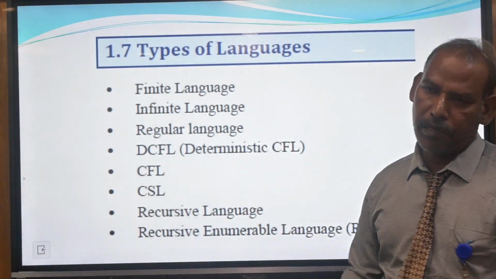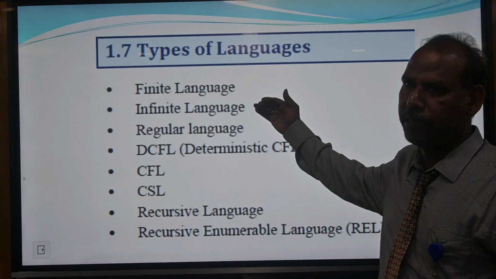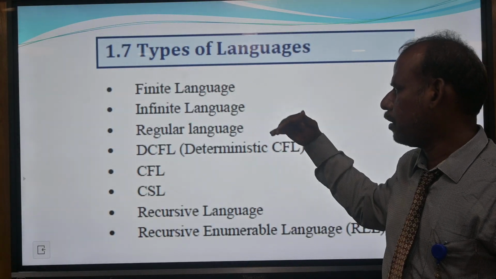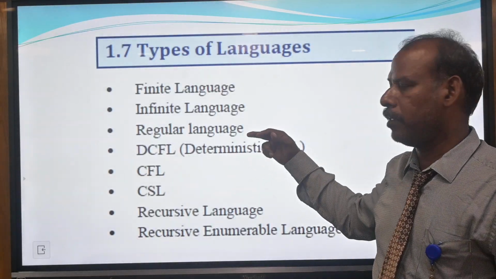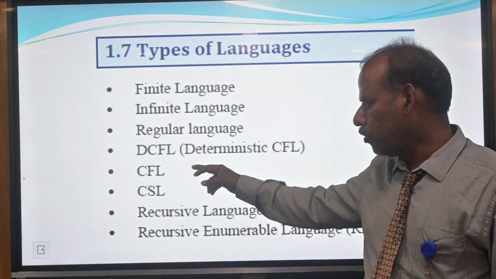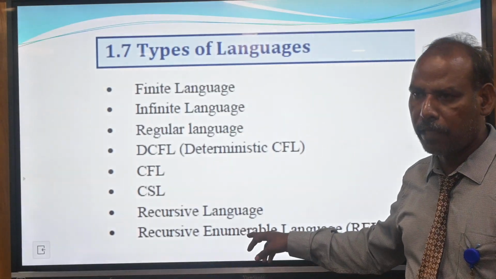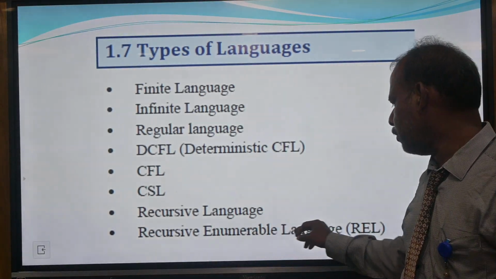Here are the types of languages. We have different types of languages: finite language, infinite language, regular language, deterministic context free language, context free language, context sensitive language, recursive language, and recursively enumerable language.